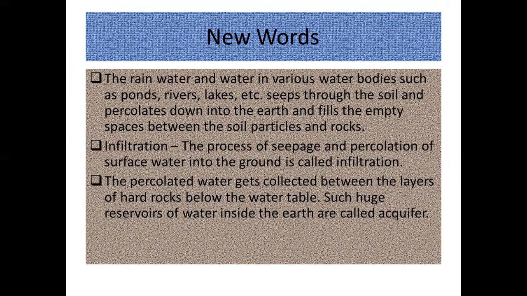The percolated water, meaning the water which seeps into the ground, gets collected between the layers of hard rocks. You all know what is below the Earth's surface? Rocks. So the hard rocks are there below the water table. Such huge reservoirs of water inside the Earth are called aquifers.